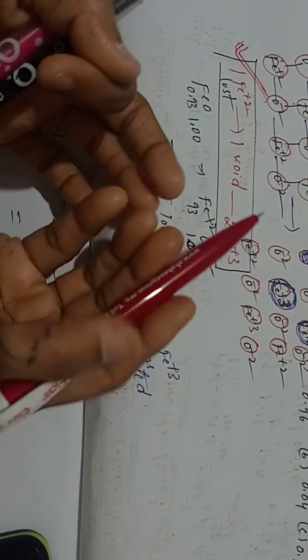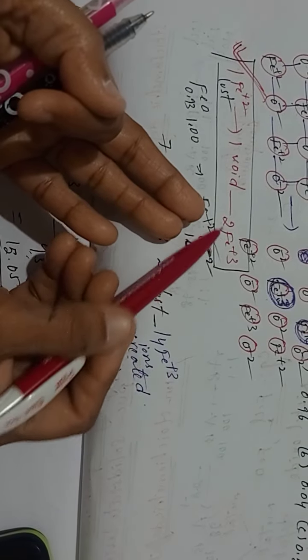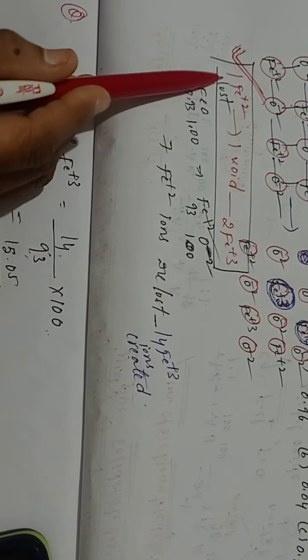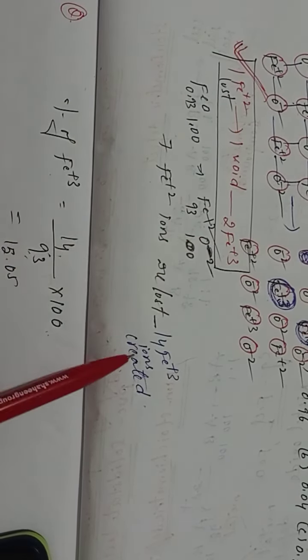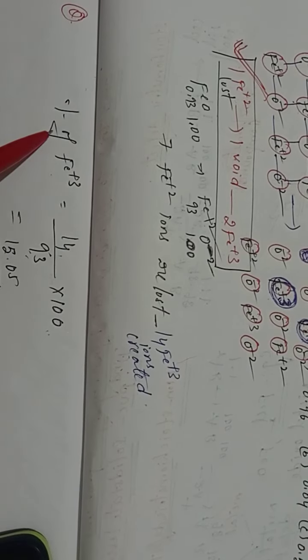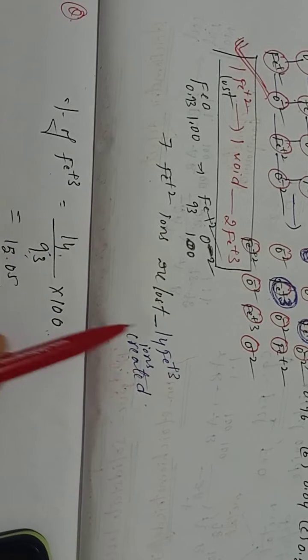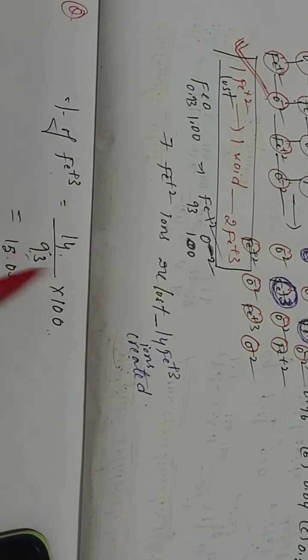Just remember, if 1 Fe plus 2 ion is lost, how many new Fe plus 3 ions are created? 2 Fe plus 3 ions are created. If suppose 7 are lost in the given problem, that means 7 into 2, 14 Fe plus 3 ions are created. We have to find the percentage of Fe plus 3, so you get 14 divided by the total Fe plus 2 ions, how many are there?